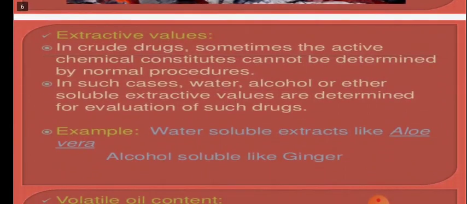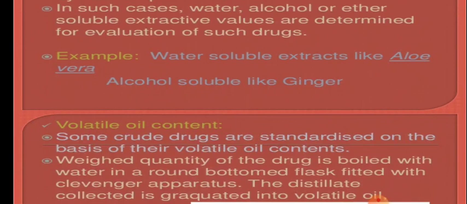Then extractive value. In crude drugs, sometimes the active chemical constituent cannot be determined by normal procedures, and therefore in such cases water, alcohol or ether soluble extractive values are determined. The dissolution in water, alcohol or ether is calculated. Water soluble extracts are, for example, aloe vera, and alcohol soluble, like ginger.